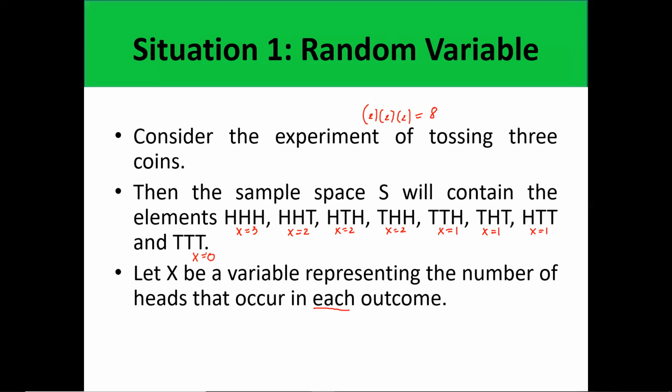So we can actually define a lot of random variables for this statistical experiment. So you can define a variable y that would represent the number of tails in each outcome. It could be a random variable z that would be defined as the number of heads minus the number of tails. So those are just examples of possible variables that we can assign to each outcome of the statistical experiment.